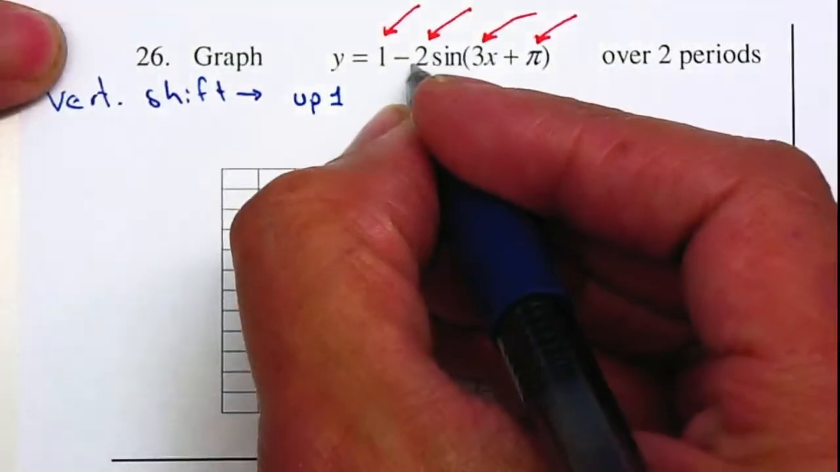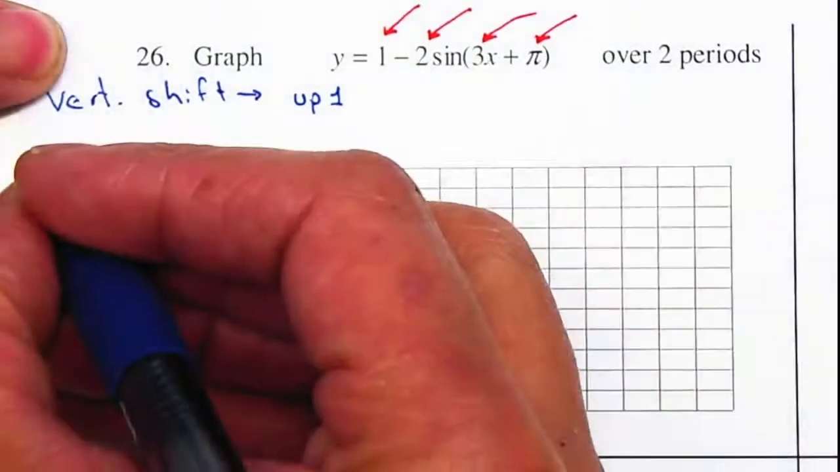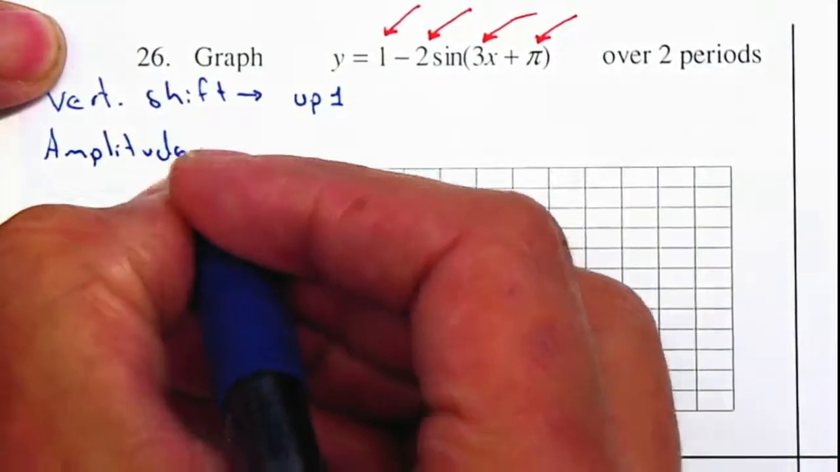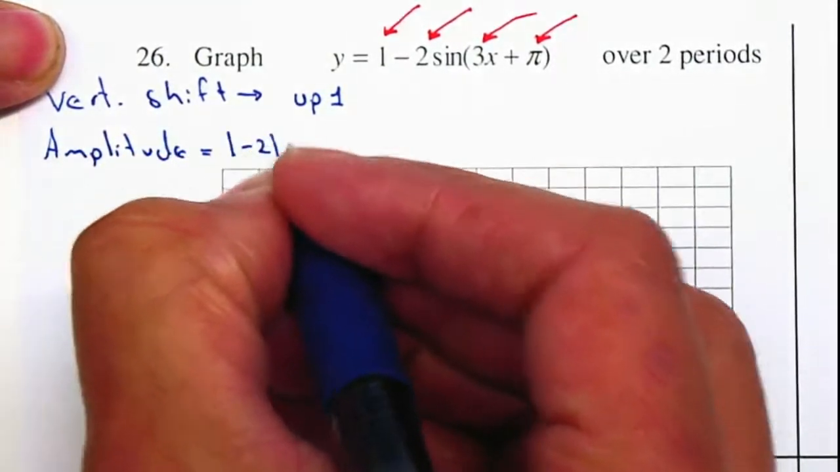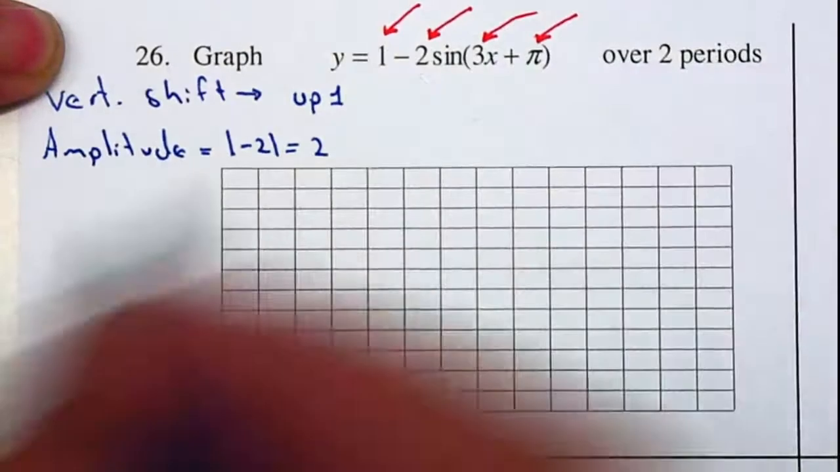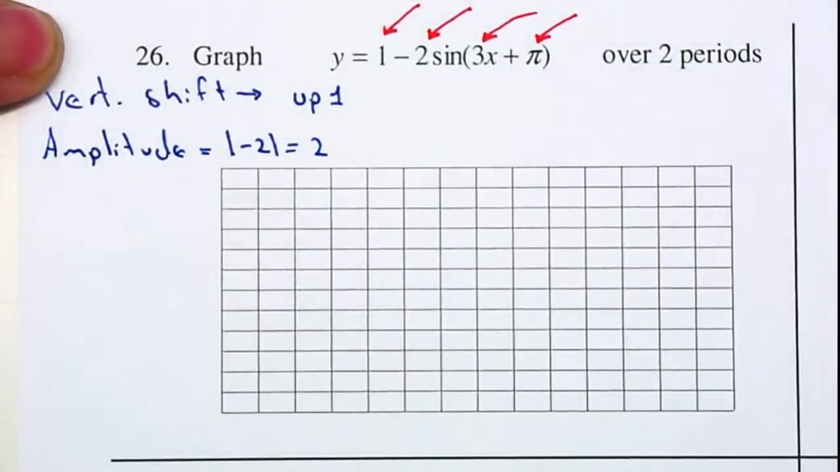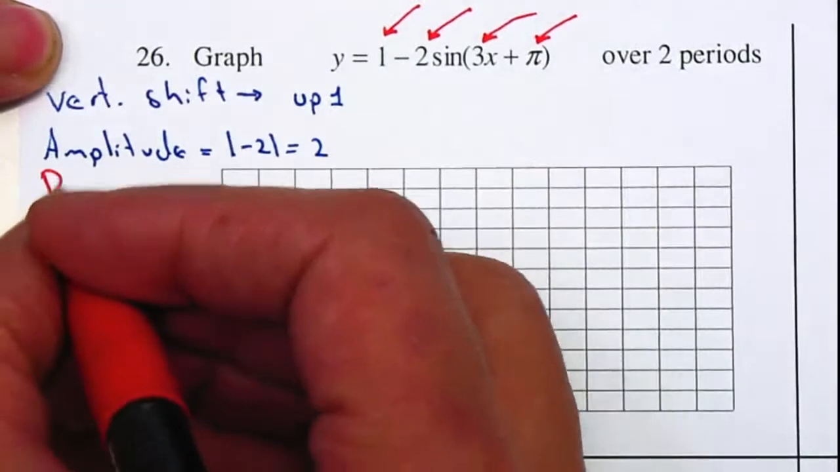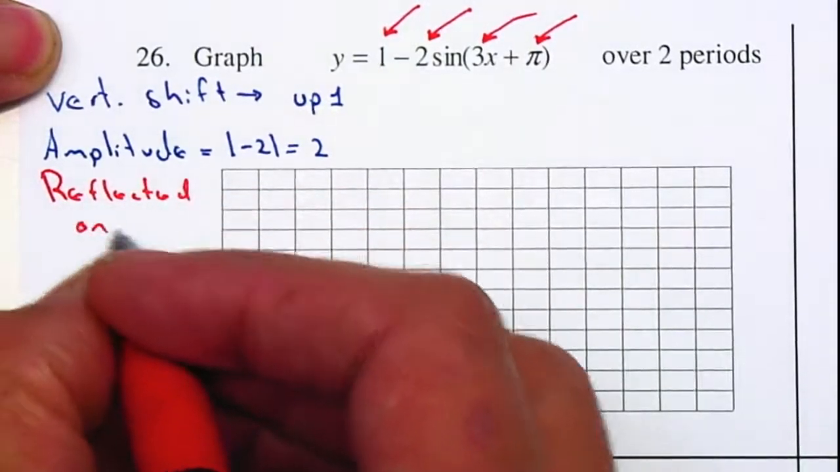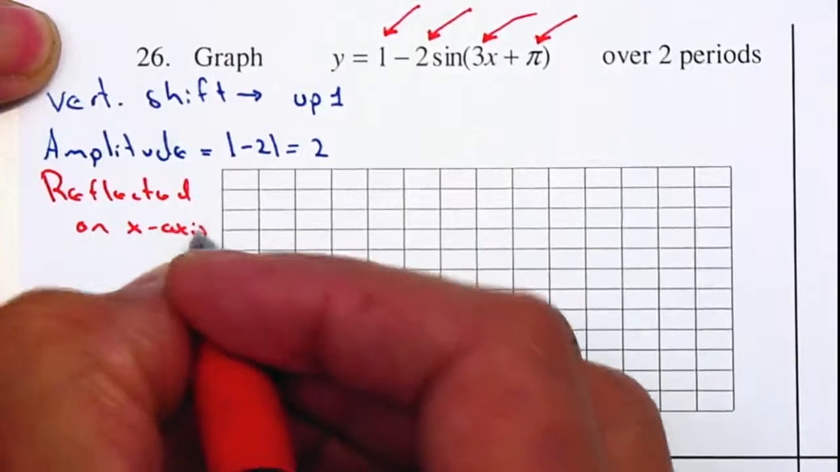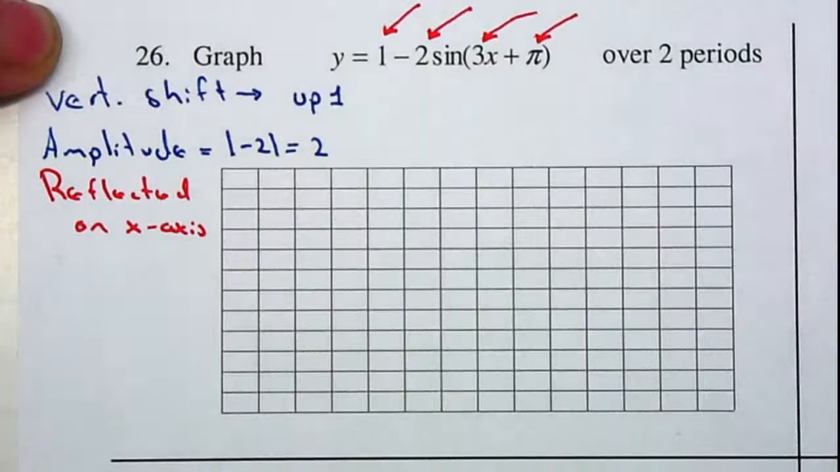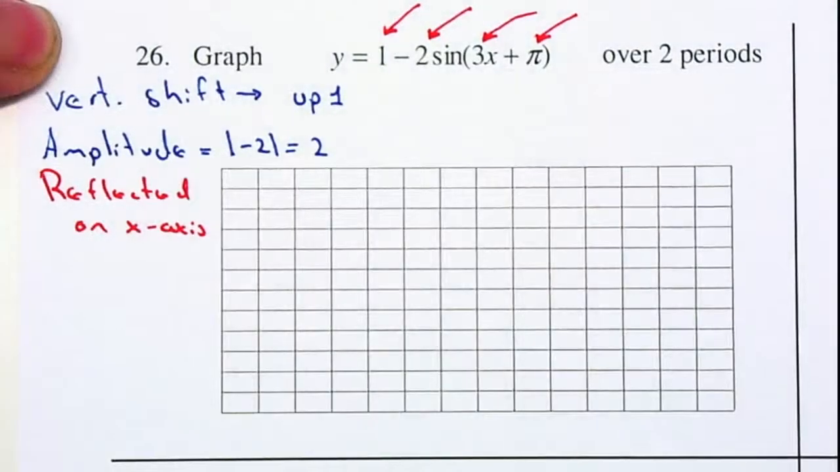The -2, that is the amplitude. Absolute value of -2 will be 2. So therefore, we're going to go up 2 and down 2. We also notice that there's a negative in there. So we have to make sure that we reflect it. So it's reflected on the x-axis. So the negative, basically, we just reflect the sine.